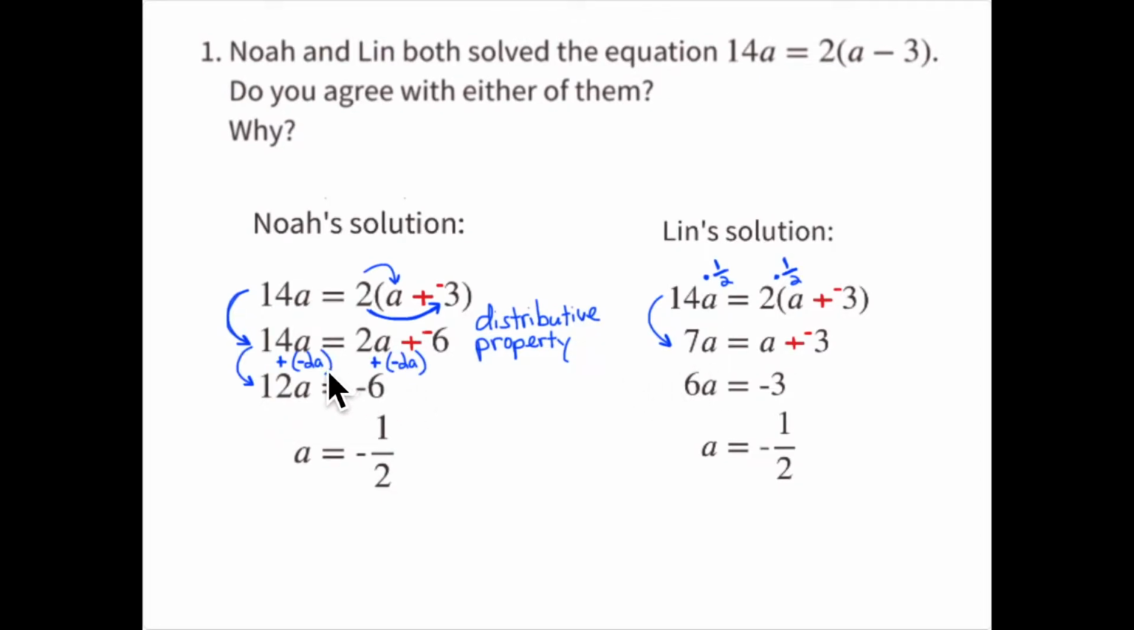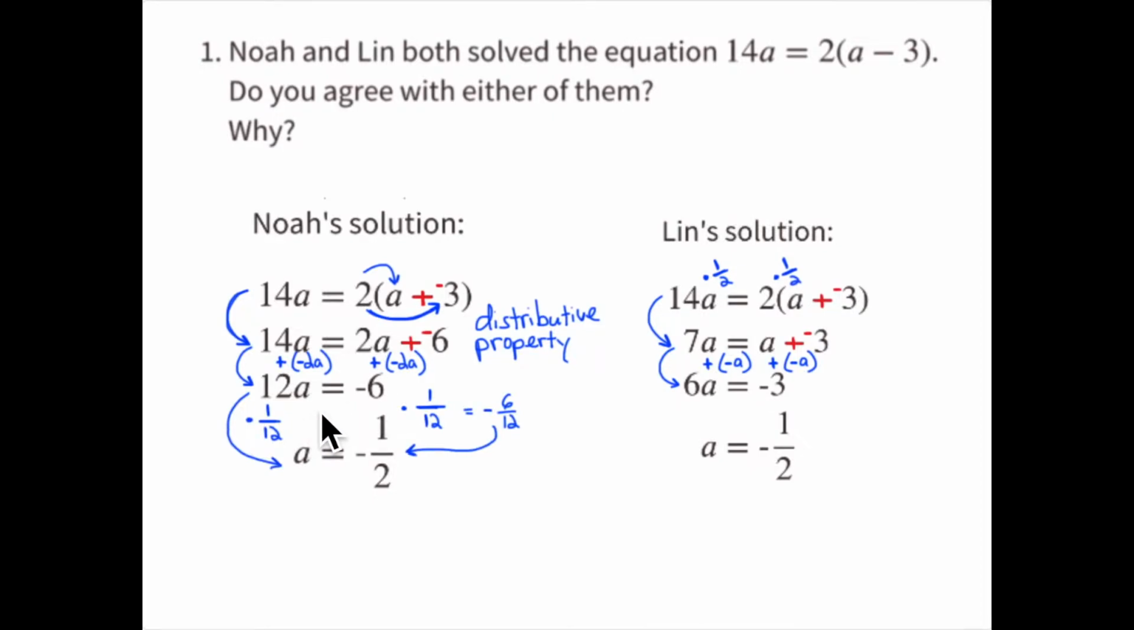Noah then chooses to add a -2A to both sides because he wants to get rid of this 2A right here. Lynn chooses to add a -A to both sides because she wants to get rid of this A right here. So this is equal to 12A equals -6, and this is equal to 6A equals -3.